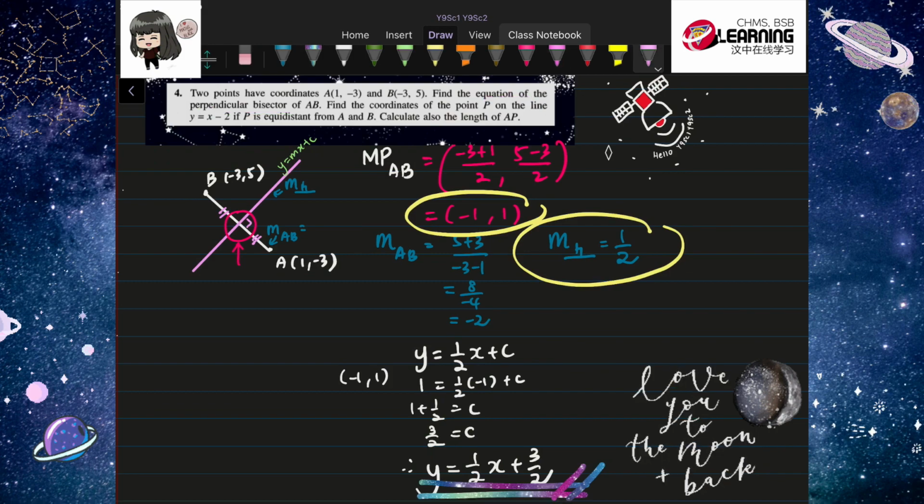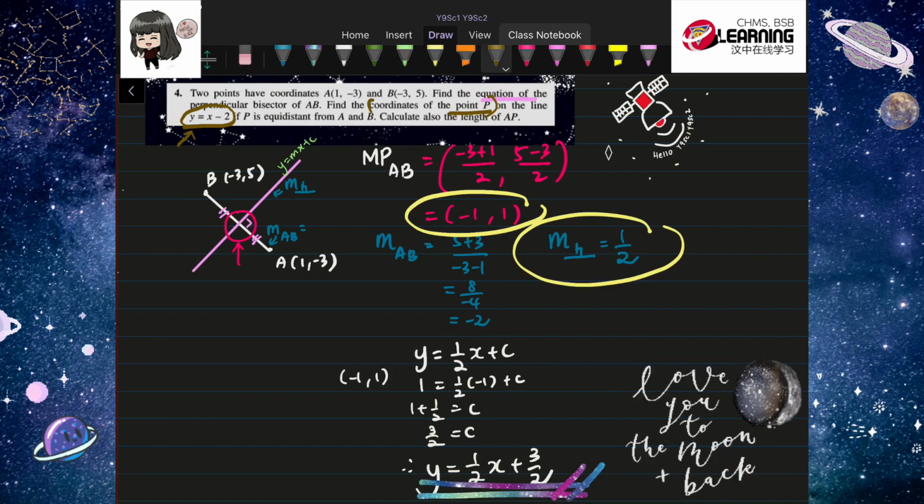Okay, and then what they ask you to find here is the coordinates of the point P on the line y equals x minus 2. Wow, a new equation here. We read part by part. We are finding the coordinate of what? Of point P. And this point P is where? On the line y equals x minus 2.